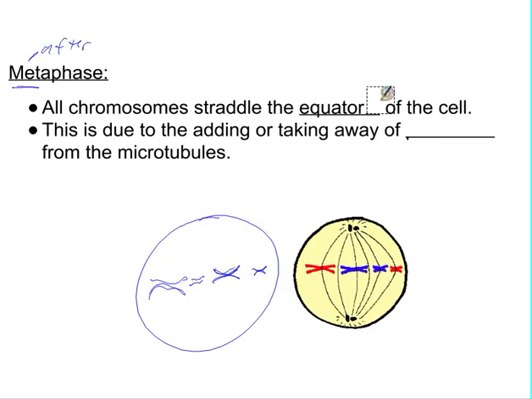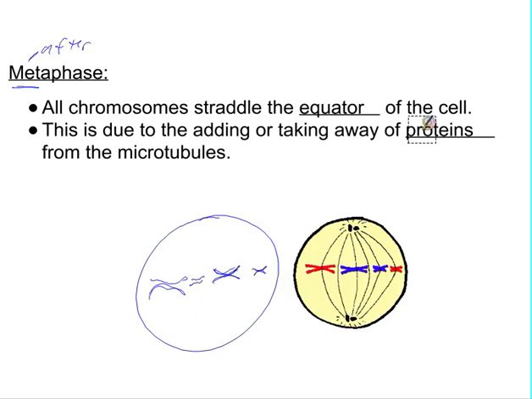All right. So the chromosomes straddle the equator. Quiet. Chromosomes straddle the equator. Chromosomes straddle the equator. This is due to the adding or taking away of proteins. Yes. Good job, Derek.